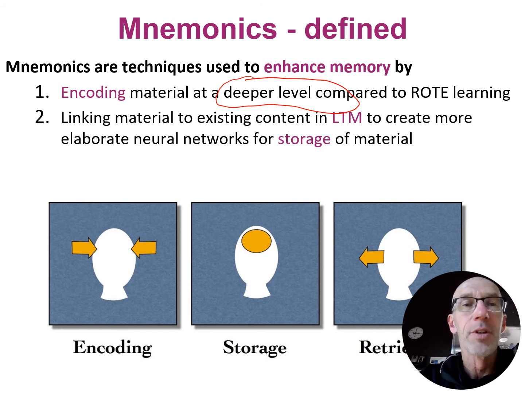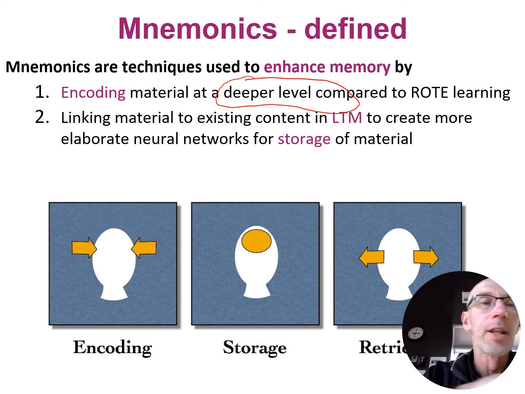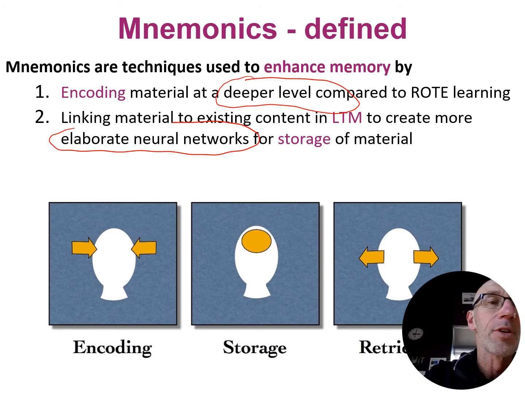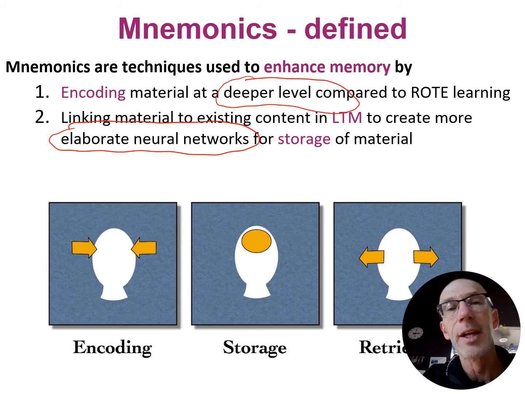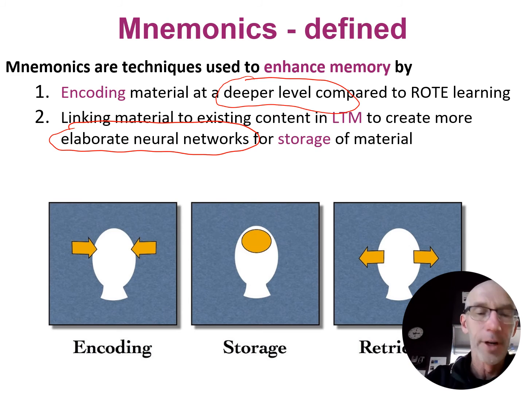And this occurs through the encoding and storage process because we're linking that content in terms of the planets with existing material in our long-term memory in terms of our knowledge of letters, of phrases, etc. And so we're creating a more elaborate neural network in terms of the storage of those planets, in terms of the storage of that silly phrase.